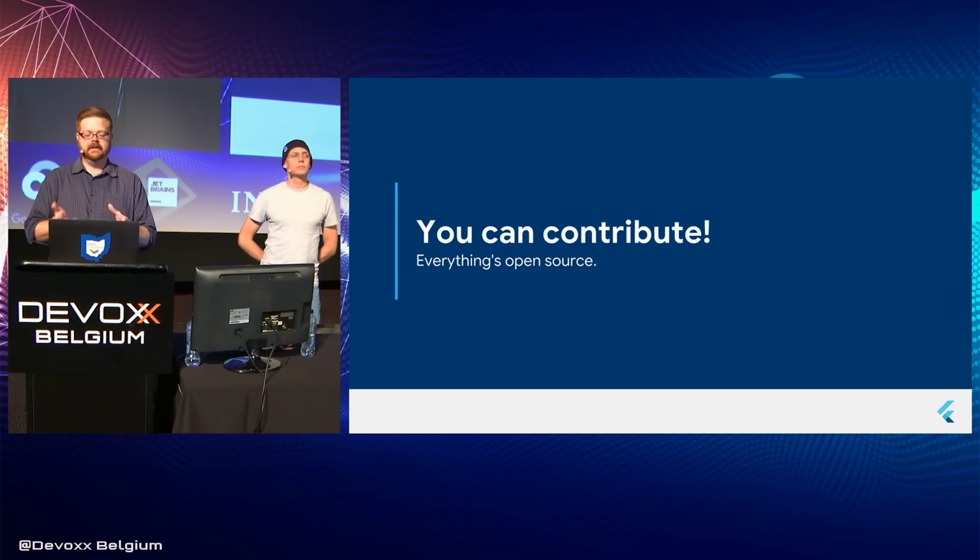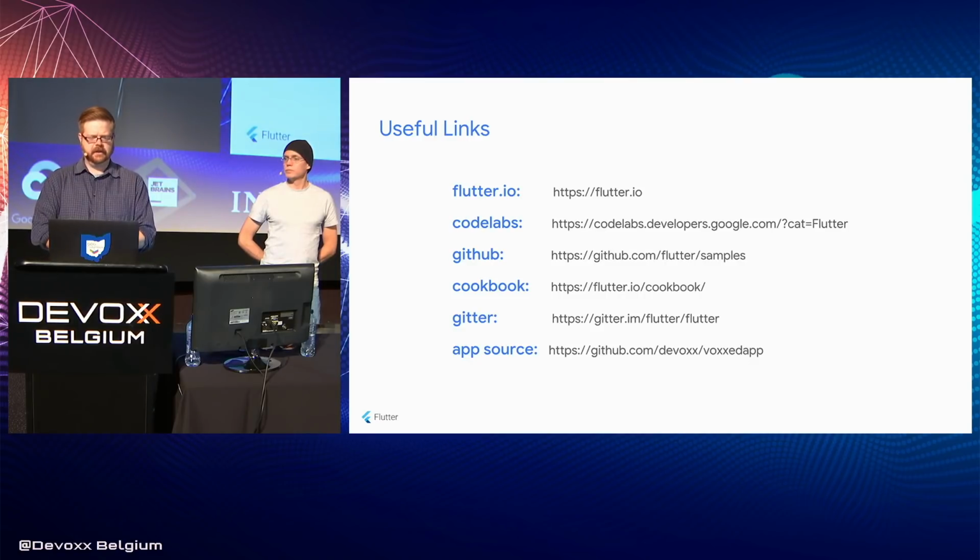So if you look at this and you're thinking, that looks like fun, I wonder how I can get started contributing, any of those places are wonderful places to go. You can find things to work on there. Flutter.io is our website. You can find code labs at the Google developer site. You can find our samples on GitHub. And if you look at that, we have a cookbook of code snippets. And if you look at the very bottom line, that's the source for the app that you were just looking at.